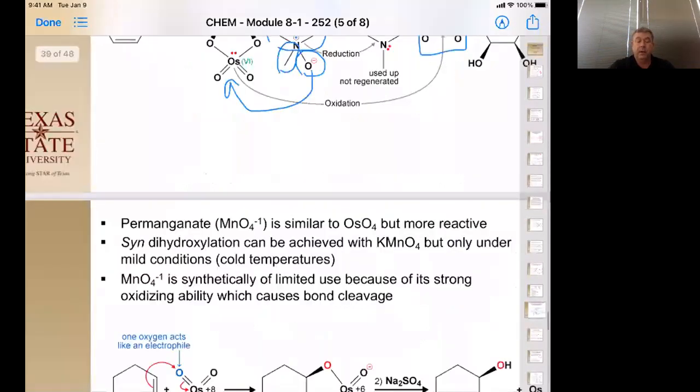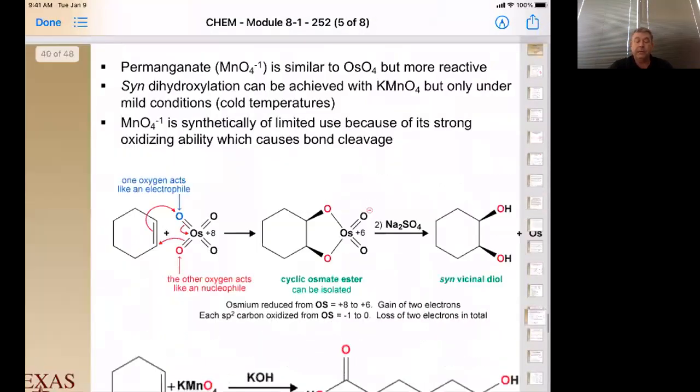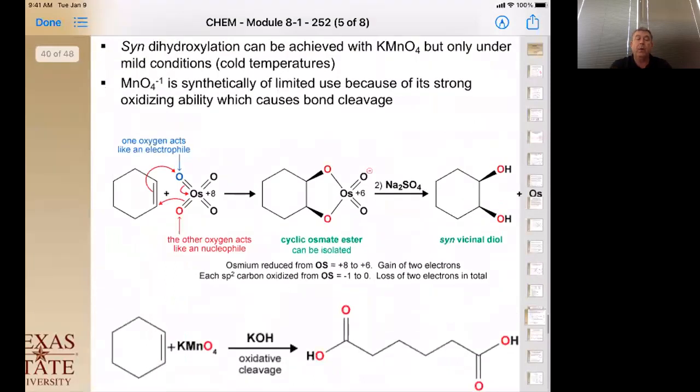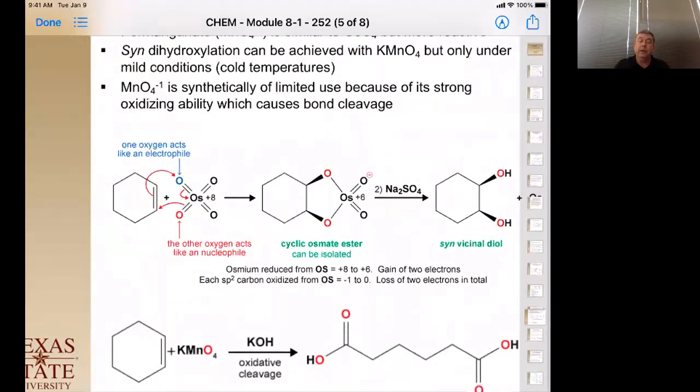Okay. All right. In the case of permanganate, we're going to see that same thing, where the manganese tetroxide is going to form that same kind of intermediate. However, because potassium permanganate is a stronger oxidant, it's only useful for diols if we do it in very cold temperatures in neutral conditions.